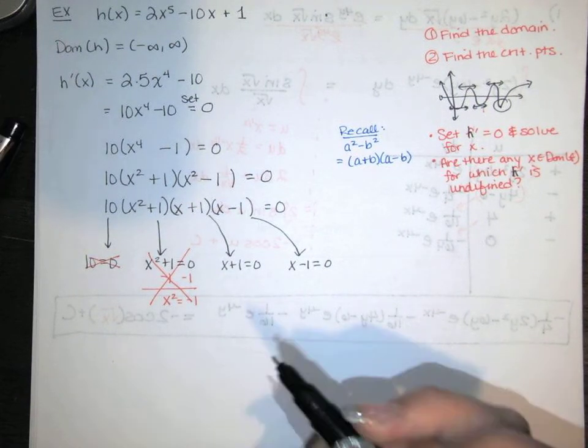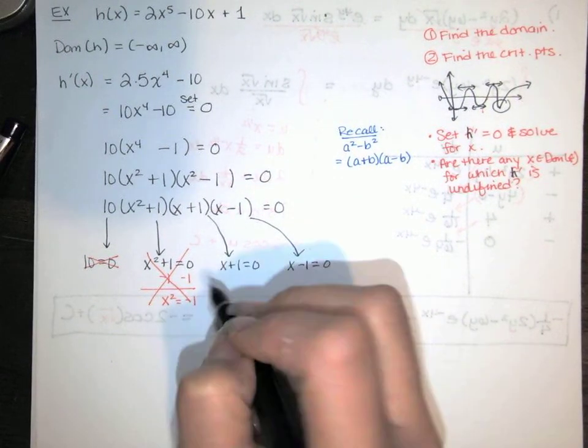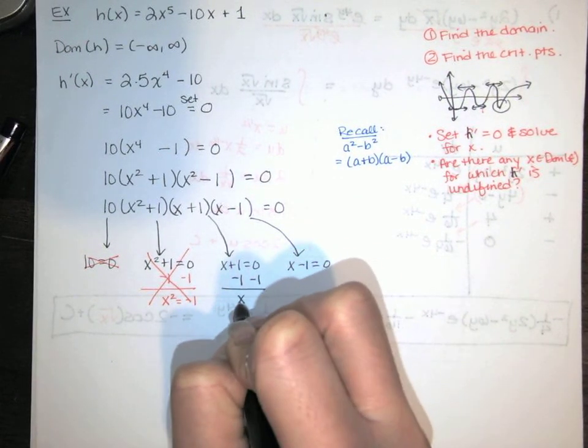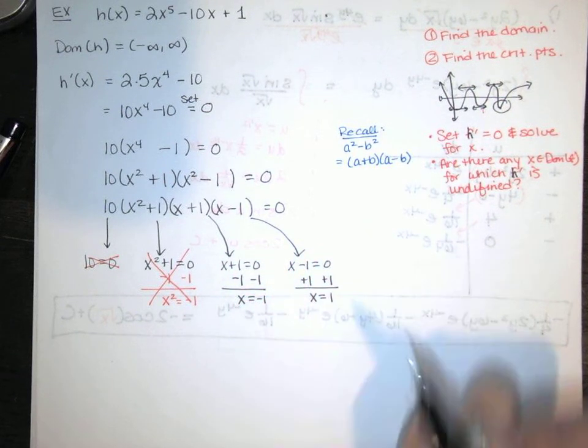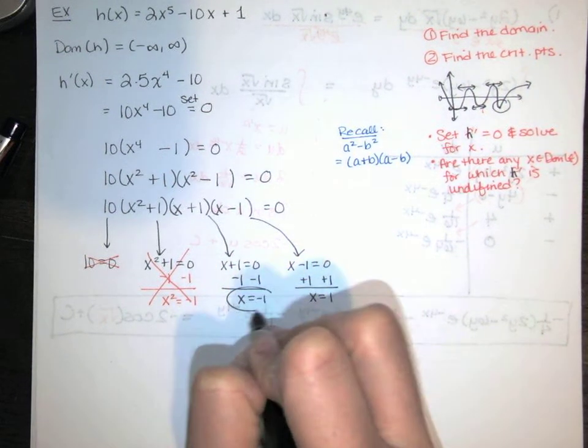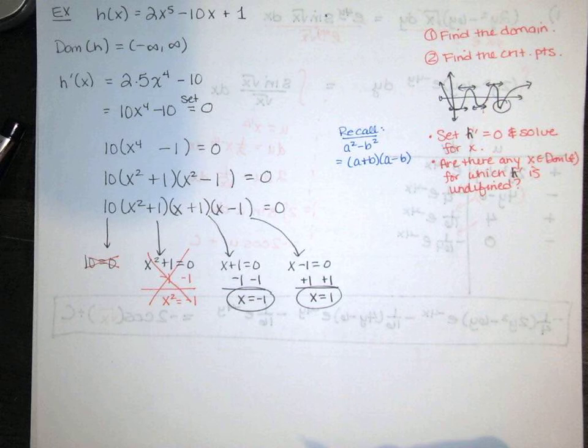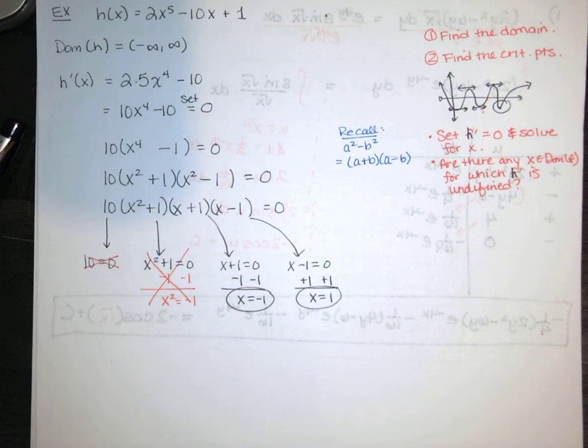Then for this factor, just solve for x by subtracting 1 from both sides, and solve for x by adding 1 to both sides. And those are our critical points, that one and that one. Okay, so we found the critical points. They're right there.